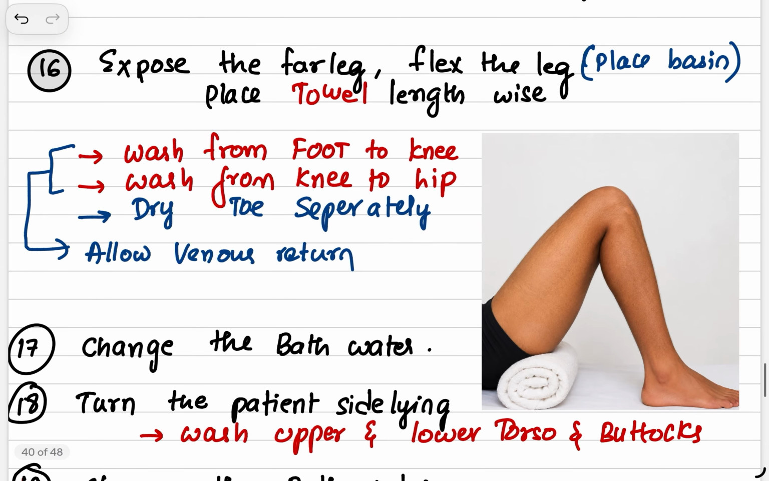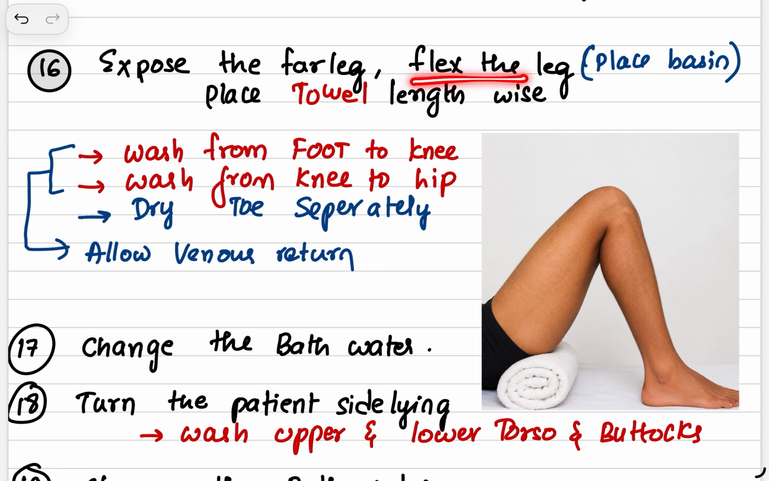Next, now the 16th step, expose the far leg. So the far leg you need to wash first, and next the near leg. Far leg means, you know, right? Far leg means the leg that is away from the nursing officer. If the leg is near to the nursing officer, that is the near leg. Away from the nursing officer, that is the far leg.